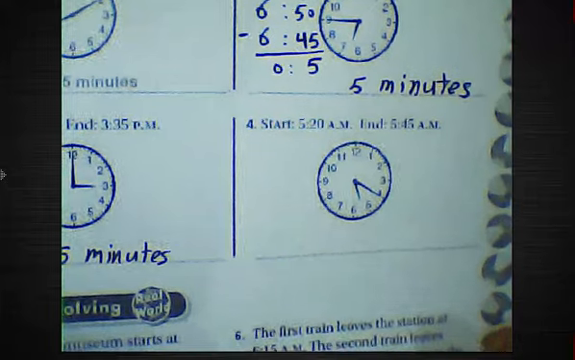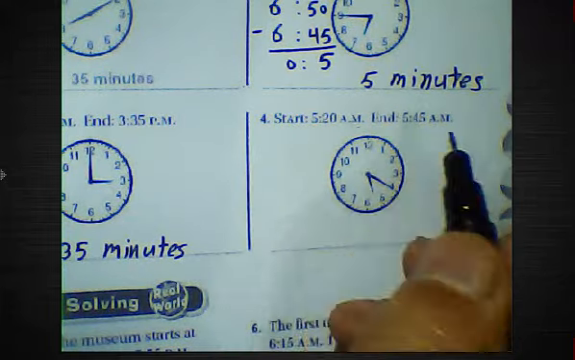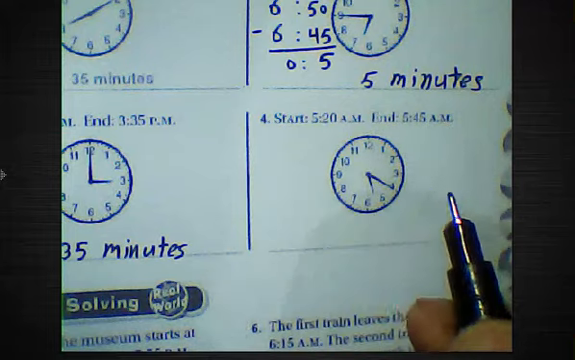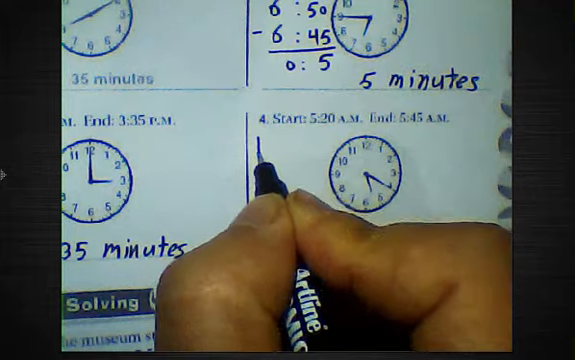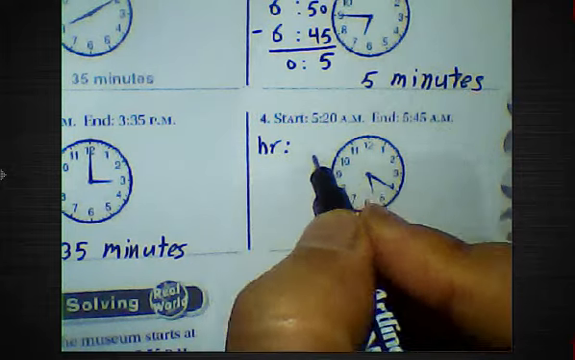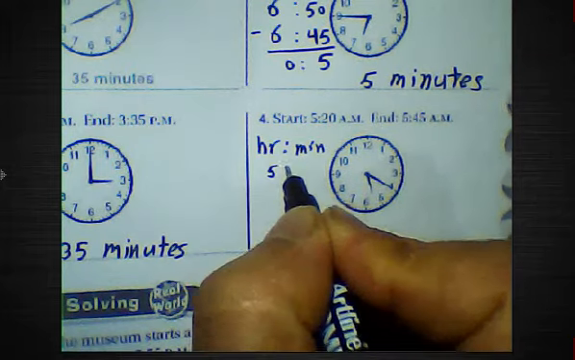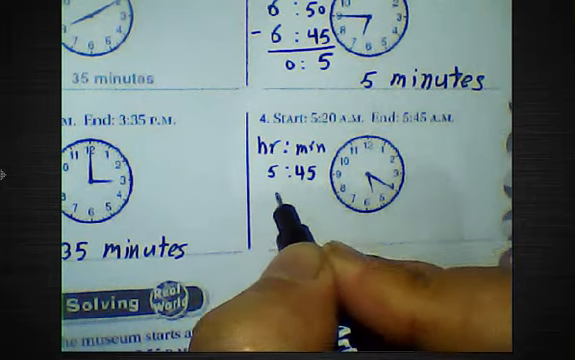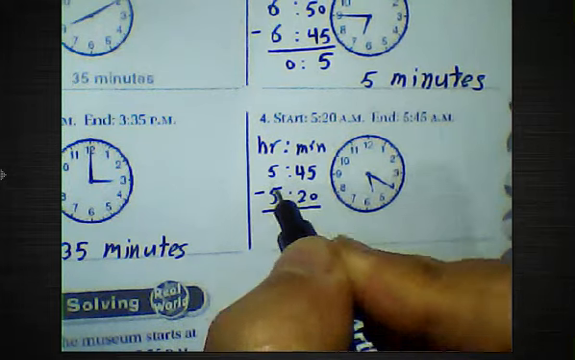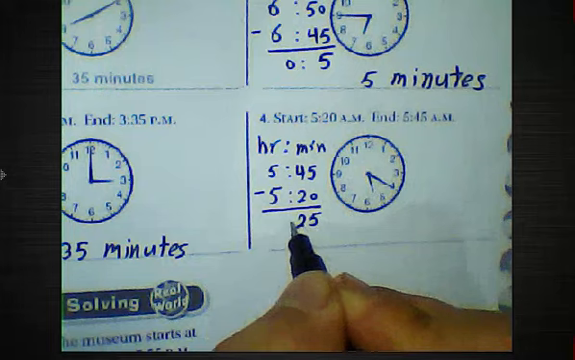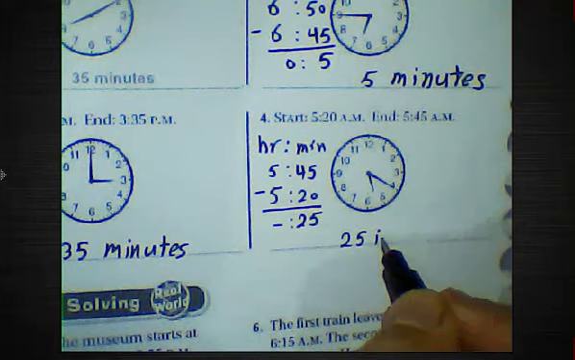And what about the time here? Start at 5:20 a.m. and end at 5:45. So we can write our hour and the minutes behind it. The end 5:45 and start at 5 and 20 minutes. Subtract, the result will be 25 minutes. This is elapsed time, okay?